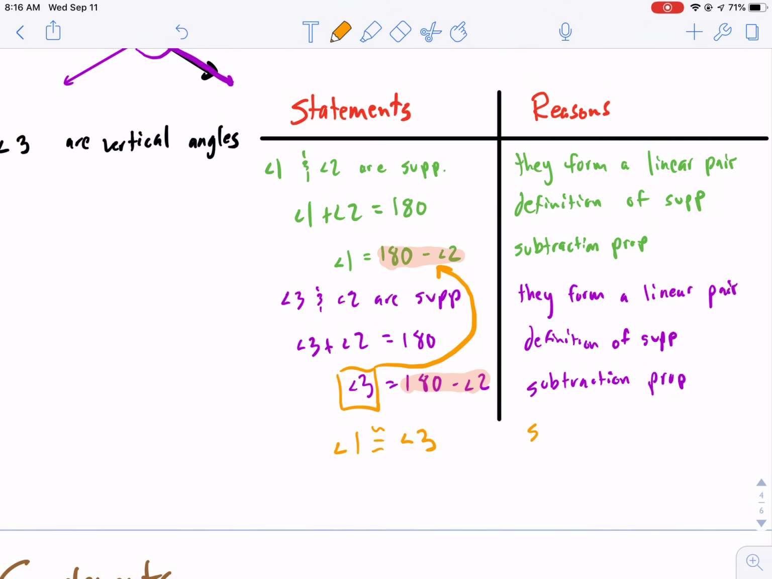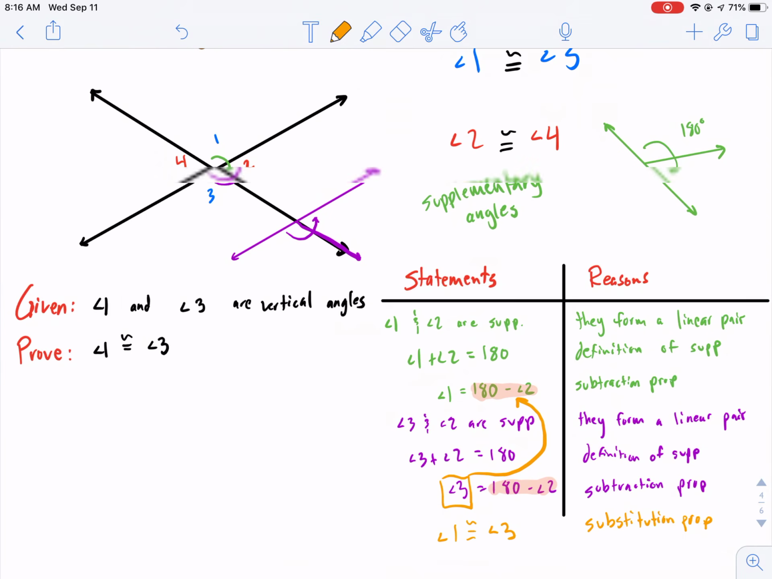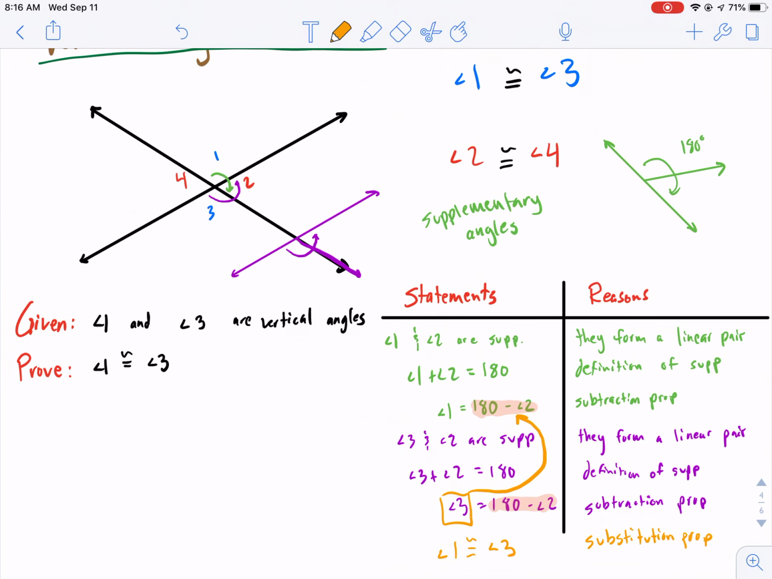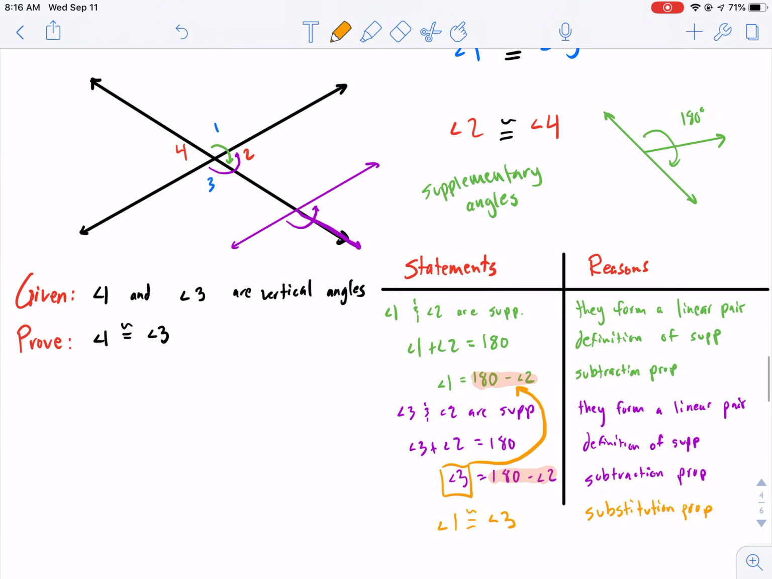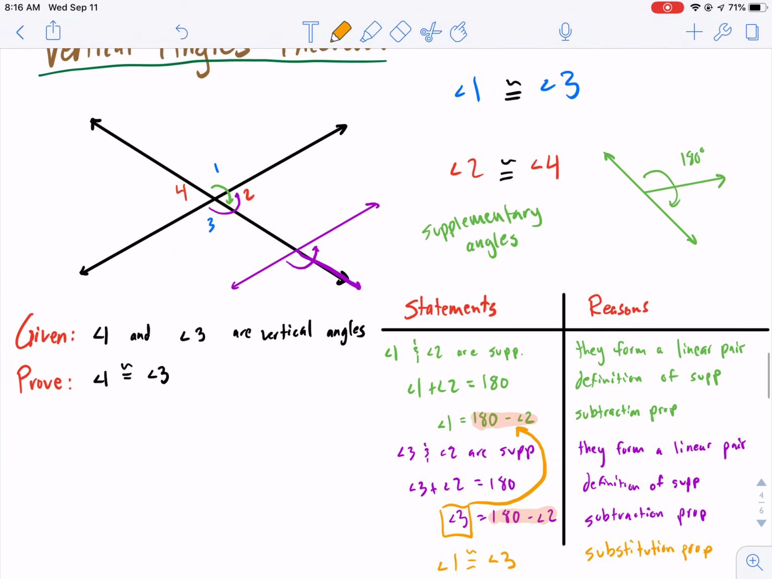And what do we use? We use the substitution property. So see how we used the two-column proof with just the definition of supplementary angles, the subtraction property, and substitution in order to prove that vertical angles are congruent.